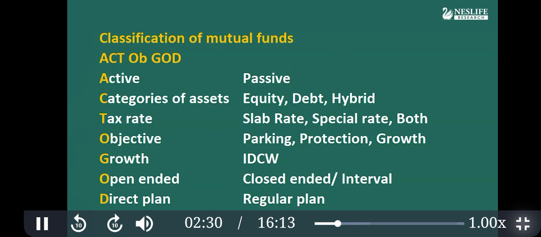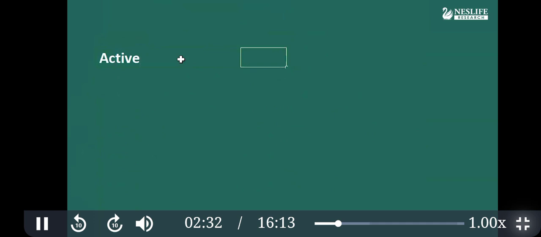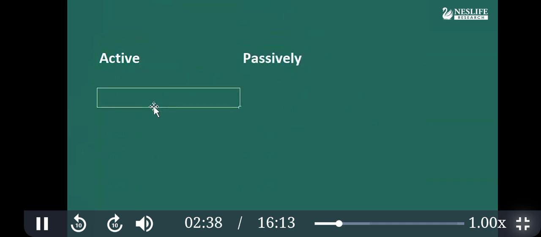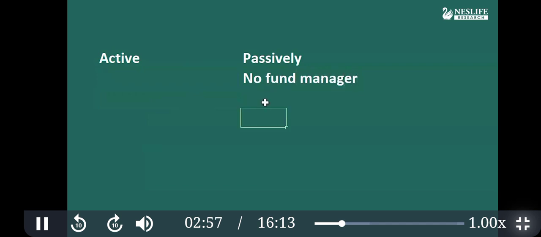So first is active versus passive. Actively managed, passively managed. What does that mean? It means National Stock Exchange and Bombay Stock Exchange have created the indices. Let's understand passive first. The mutual fund company, the AMC, does not hire a mutual fund manager, and they don't have to do any research on what to invest in. They just copy, or we say follow, the index, whatever the composition of the index and whatever the stocks are. This is a passively managed fund.